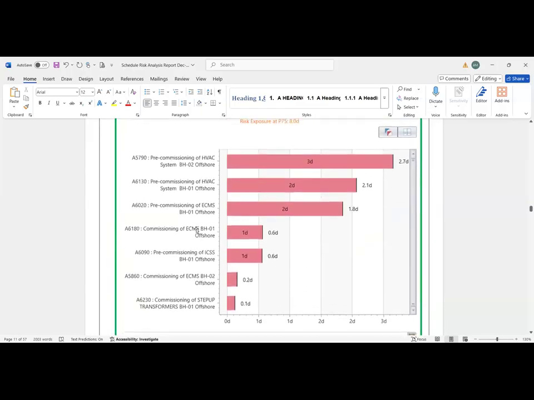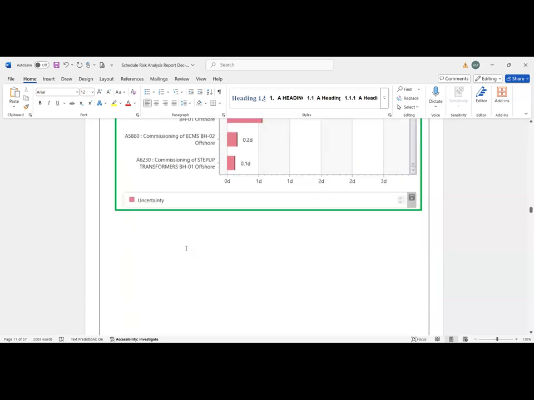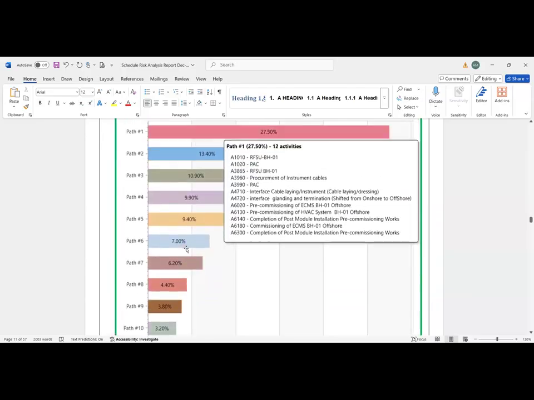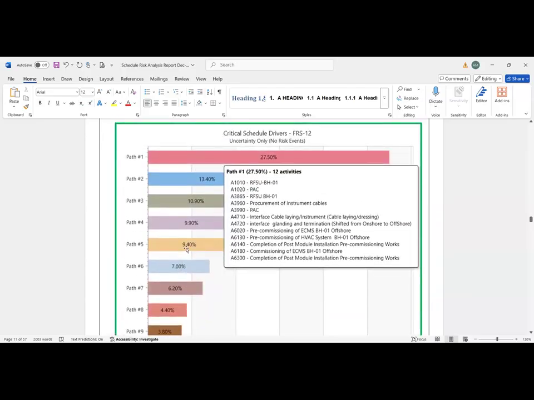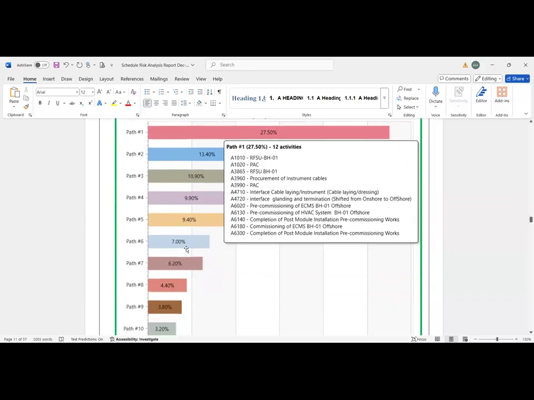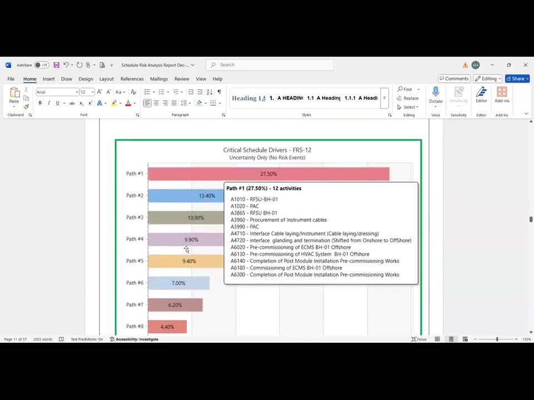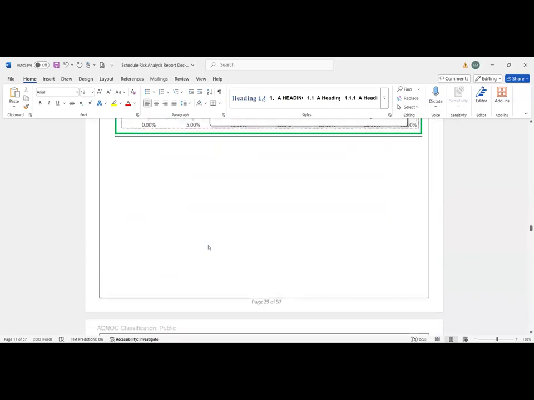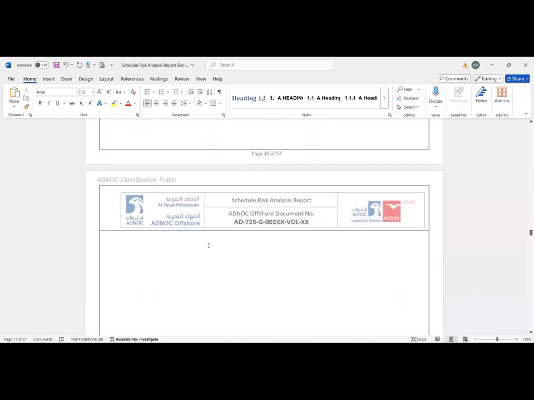Then this is the T diagram which Amar Bhai showed us, showing that this activity has more risk and this activity has less risk. After that, this is the possibility of risk on each critical path of the project. There are 10 risk paths. For each path, it shows the risk percentage, and the risk associated with each activity on that path.